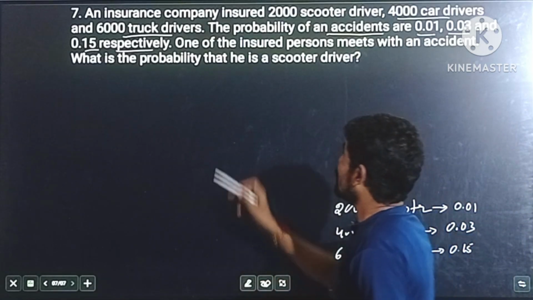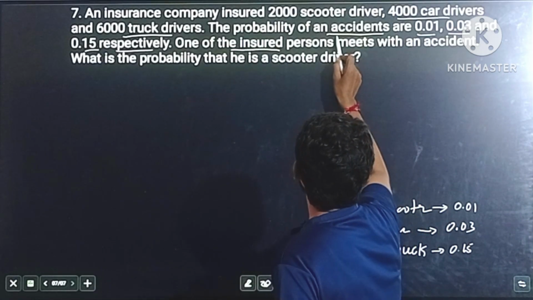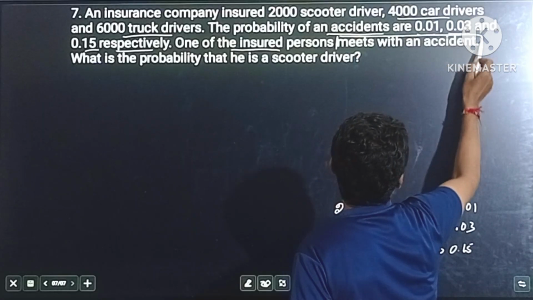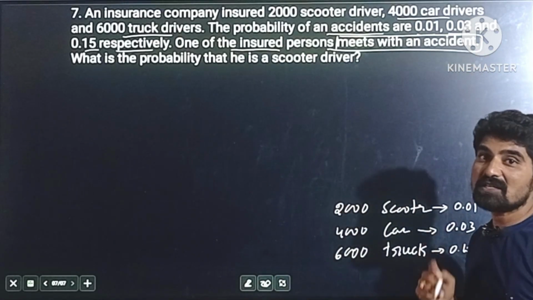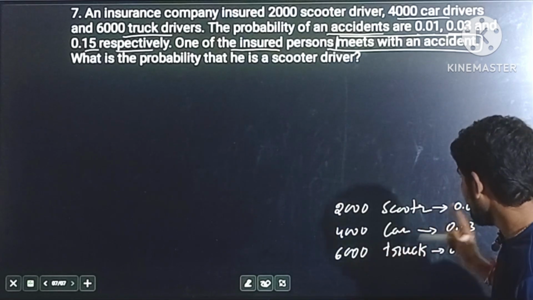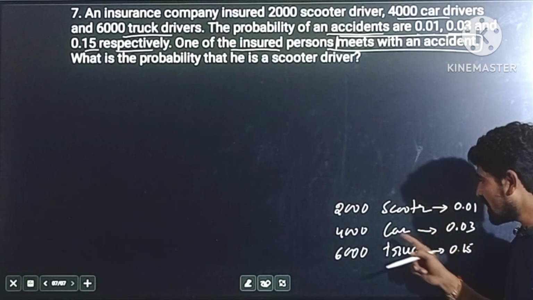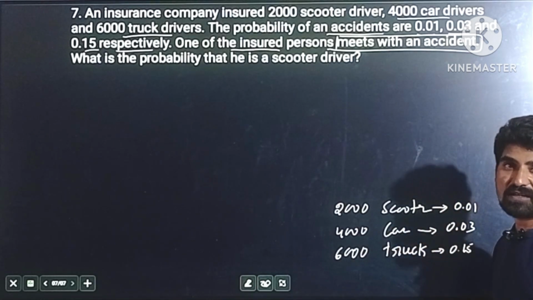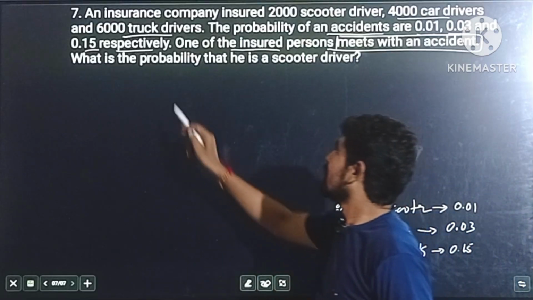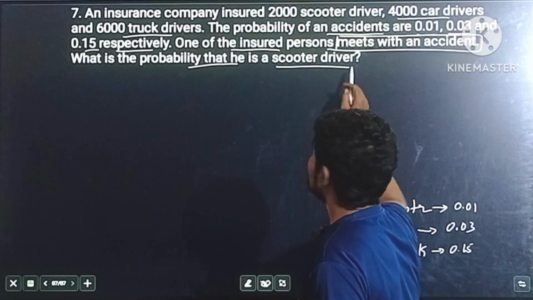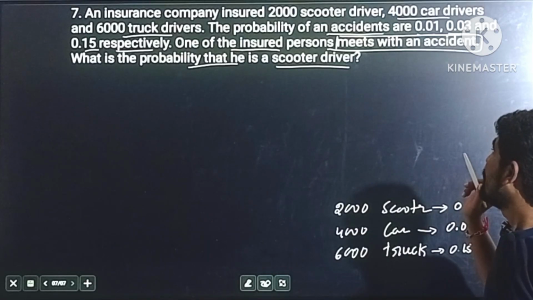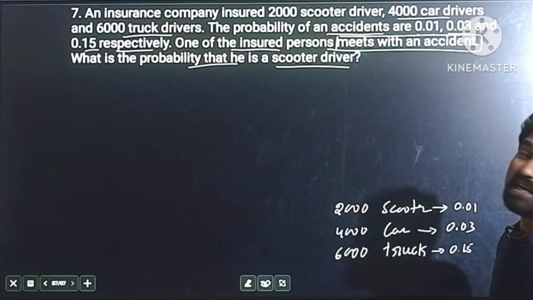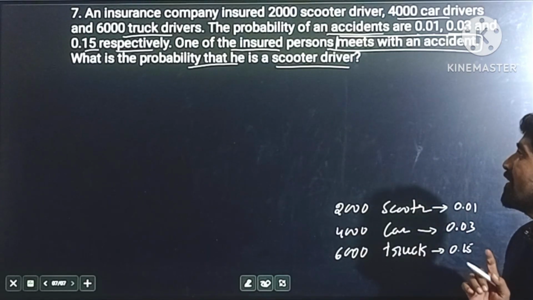And also he has given that one of the insured persons meets with an accident. That person may be a scooter driver, or a car driver, or a truck driver, but we need to calculate the probability that he is a scooter driver. So we need to calculate the probability that the person who meets with an accident is a scooter driver. I hope all of you understood.